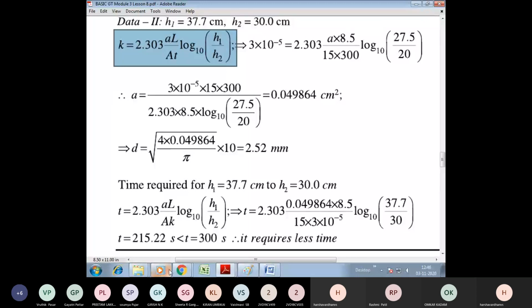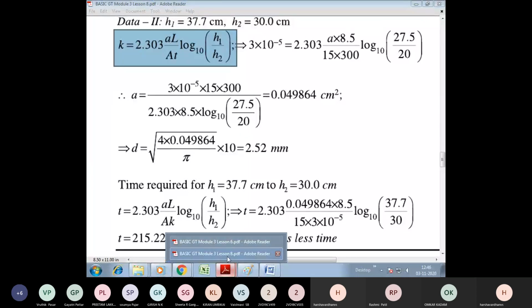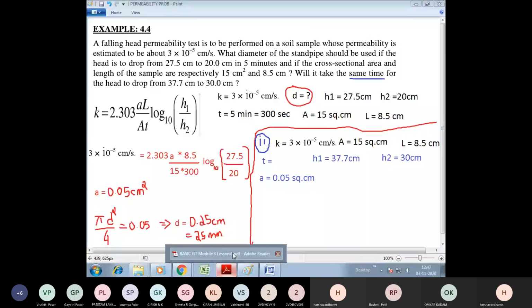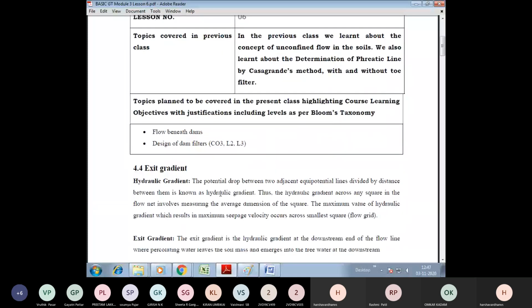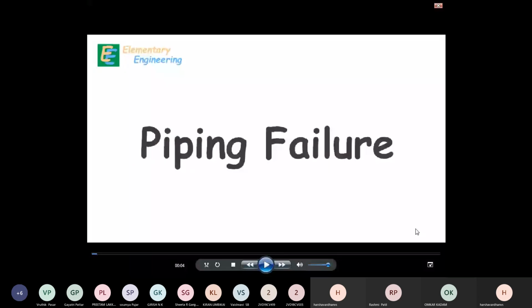Okay, so we'll move to the next topic. The next topic will be studying design of dam filters. Filters are provided in the dam, but we should first know why the filters are provided. The filters are provided because of this phenomenon, piping failure.